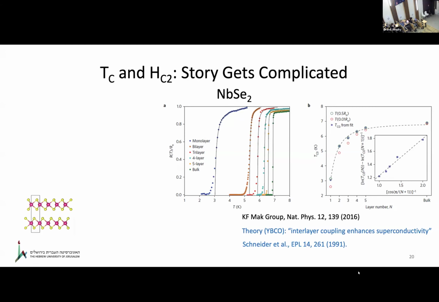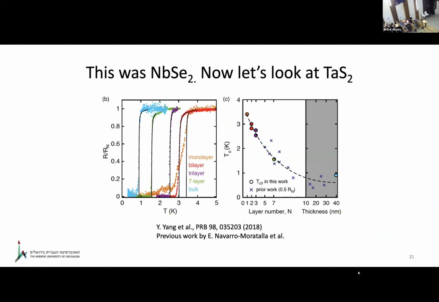But let's see what happens in tantalum sulfide. The data looks very similar, but I want to draw your attention to the fact that the bulk is this guy and the monolayer is this guy. So the bulk is 0.8 Kelvin, and as you go thinner and thinner, TC goes up. These are actually 2 data sets, one from the group in Valencia and the other from Pablo Javier, and you see TC going up.